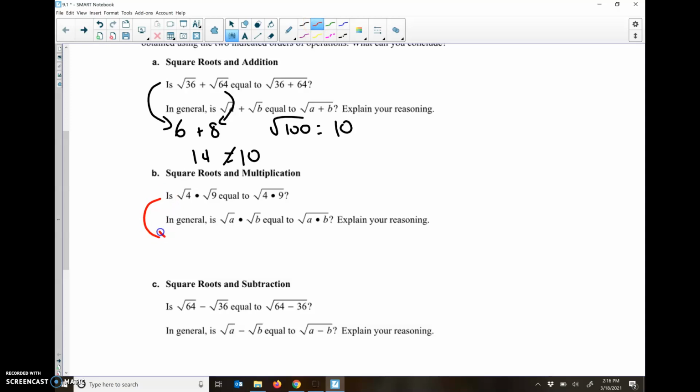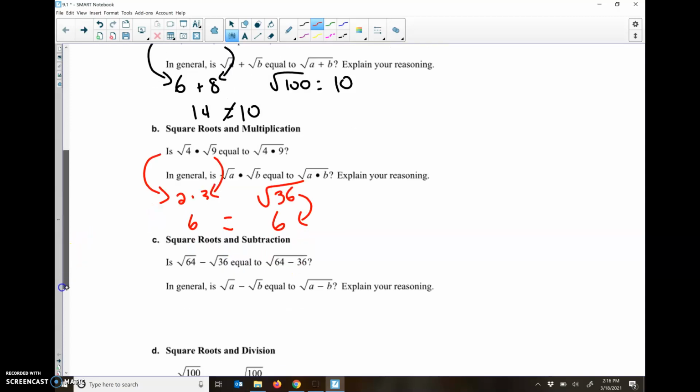Okay, what about multiplying? Square root of 4 is 2. Square root of 9 is 3. And so we have 2 times 3, which gives us 6. Or 4 times 9 is 36, and the square root of 36 is 6. So multiplying does work. 6 does equal 6.